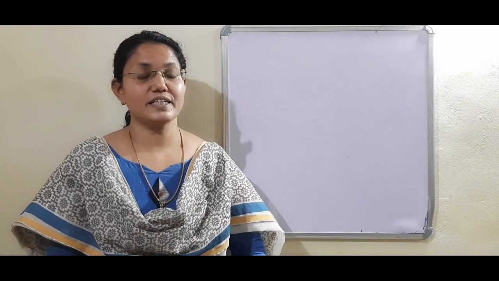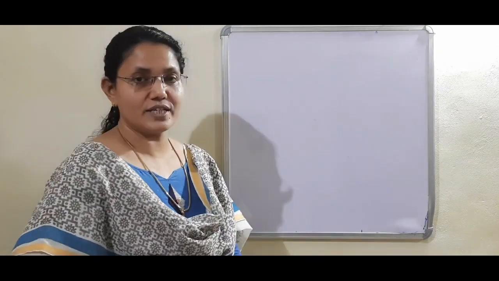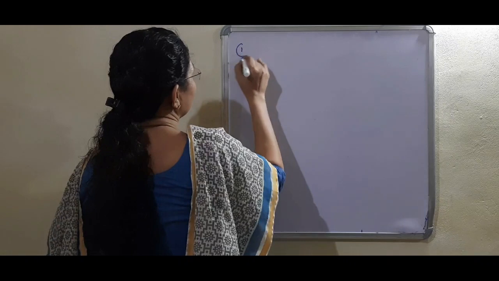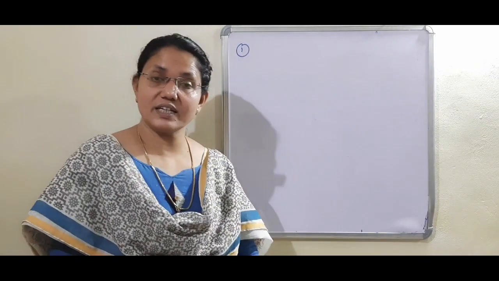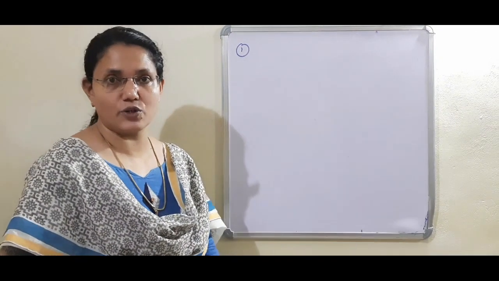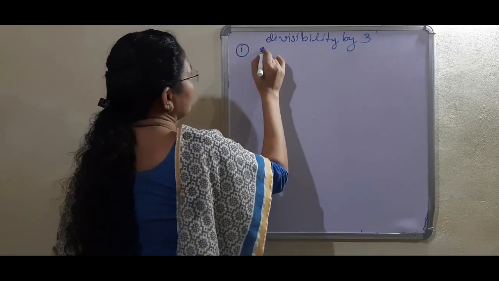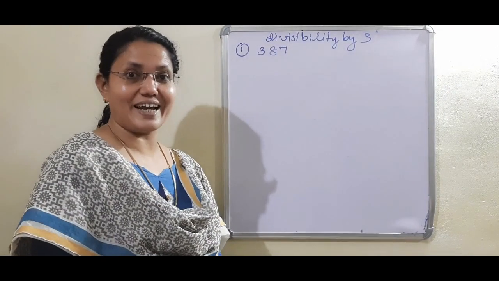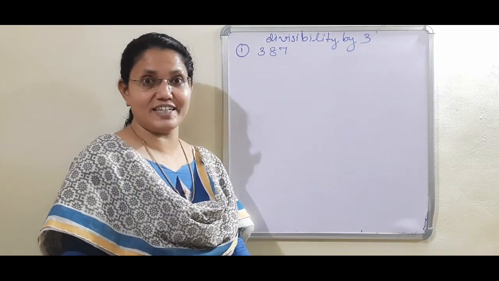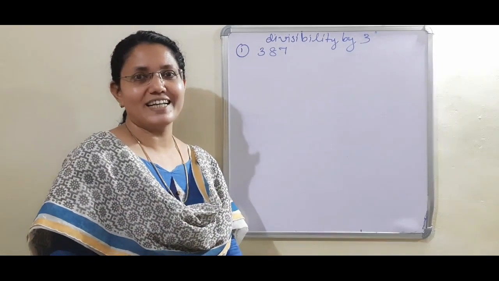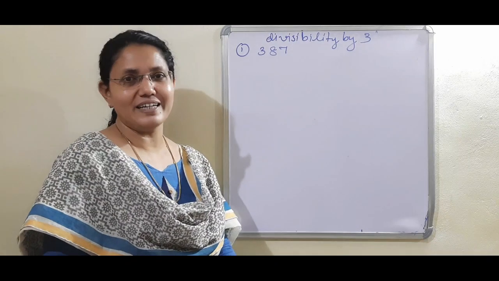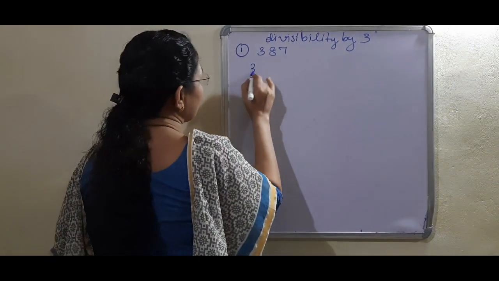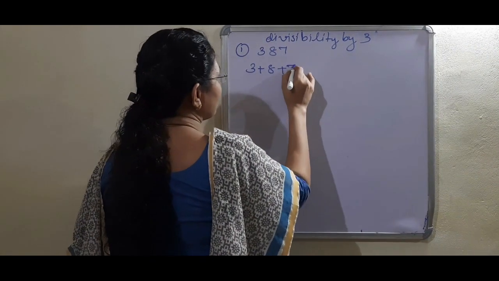Dear children, now we can do the divisibility test of 3, 9, 4 and 6. Okay, we can do some questions. First one, you have to check whether the number is divisible by 3 or not. First question, 387. What to do? First, we should add the digits. If the sum of the digits is a multiple of 3, then the number is divisible by 3. Now we can add the digits. 3 plus 8 plus 7.